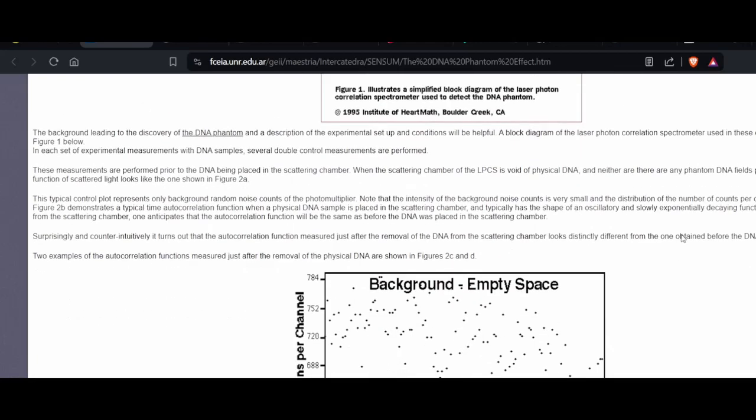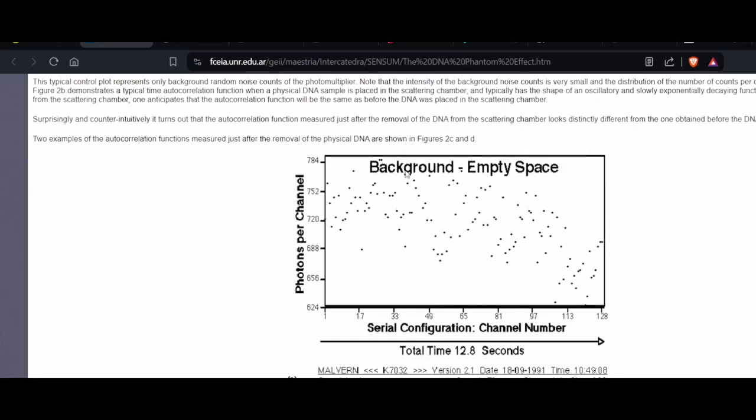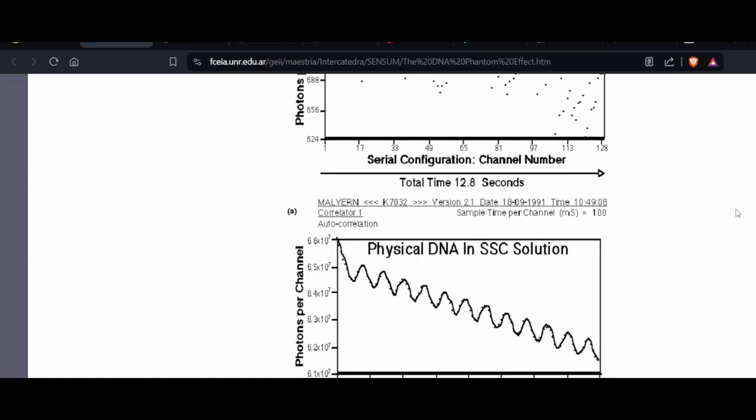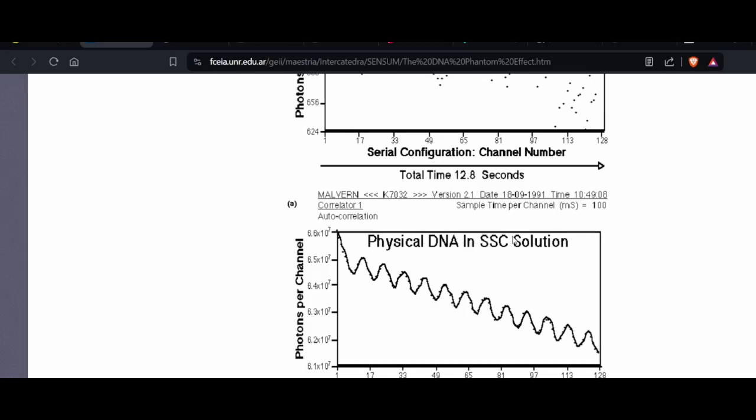So then here are the results. The background is just empty space. You figure that with no sample there, you're going to have some background. There's going to be some scattering because there's going to be dust and particles in the air. But it's pretty random, pretty low count. Your photons per channel go from like 624 to 784, so not even a range of 100 photons. So basically nothing there.